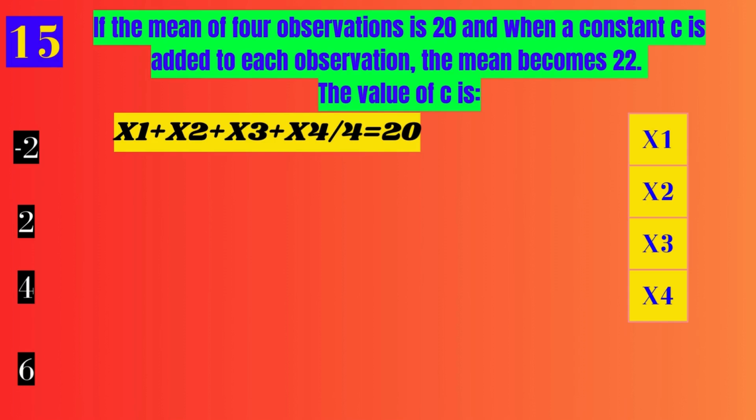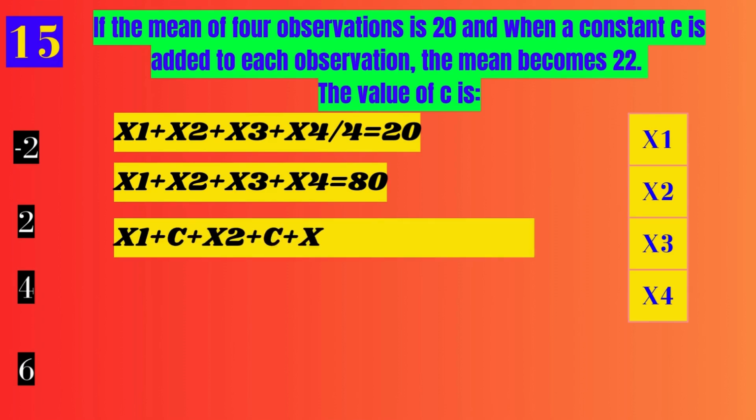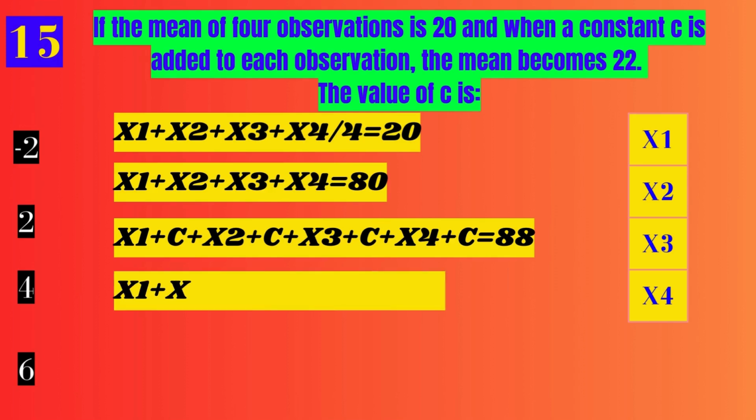Multiplying both sides by 4 gives x1 plus x2 plus x3 plus x4 equals 80. Now, when a constant c is added to each observation, the new mean becomes 22, so we can write x1 plus c, plus x2 plus c, plus x3 plus c, plus x4 plus c, equals 88. Combine like terms. x1 plus x2 plus x3 plus x4 plus 4c equals 88.